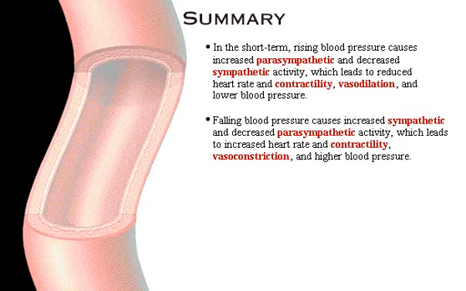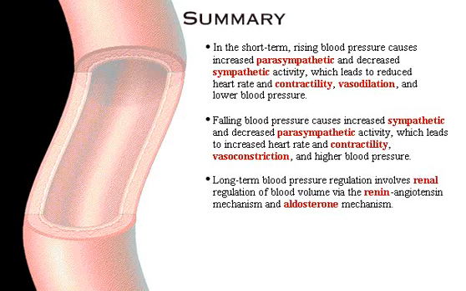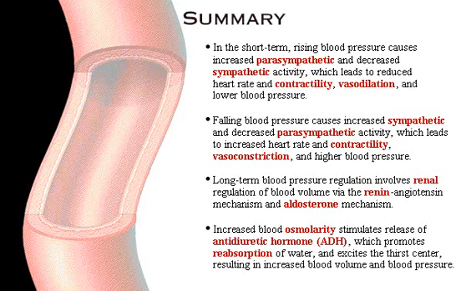Long-term blood pressure regulation involves renal regulation of blood volume via the renin-angiotensin mechanism and aldosterone mechanism. Increased blood osmolarity stimulates release of ADH, which promotes reabsorption of water and excites the thirst center, resulting in increased blood volume and blood pressure.